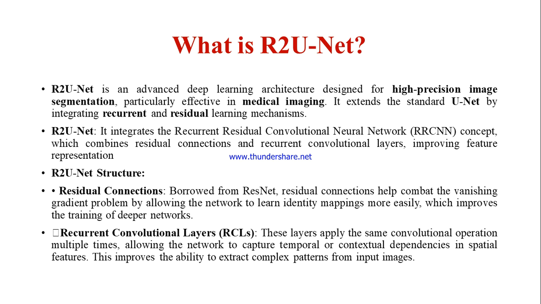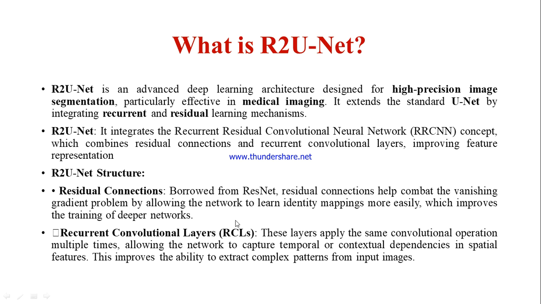Generally the R2U-Net structure consists of two things: one is residual connections, and the other is recurrent convolutional layers. First, residual connections are the connections from ResNet, which help to resolve the vanishing gradient problem, because they allow the network to learn and identify the mappings more quickly and easily, and also help to improve the training of deeper networks.